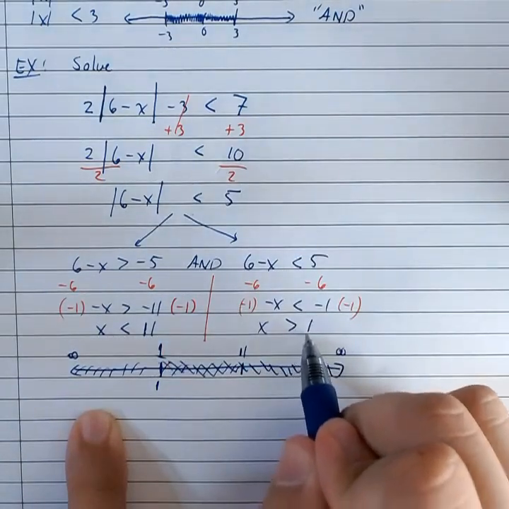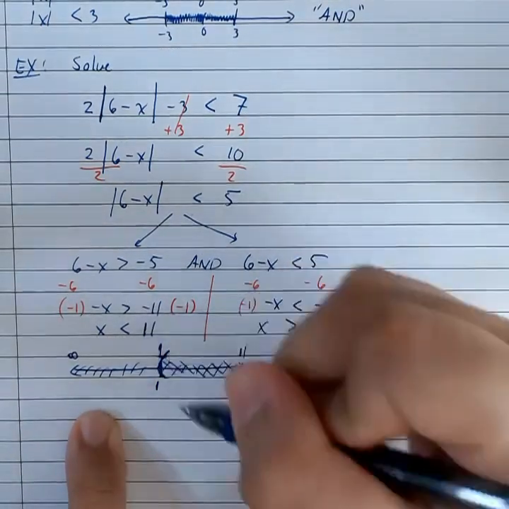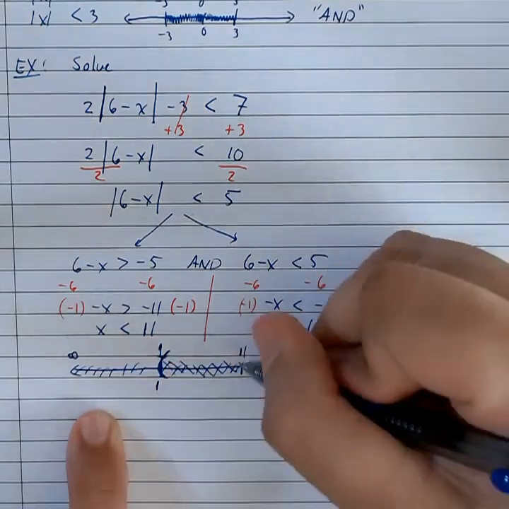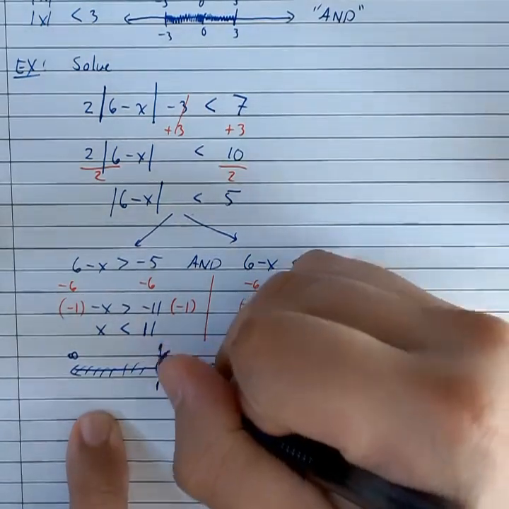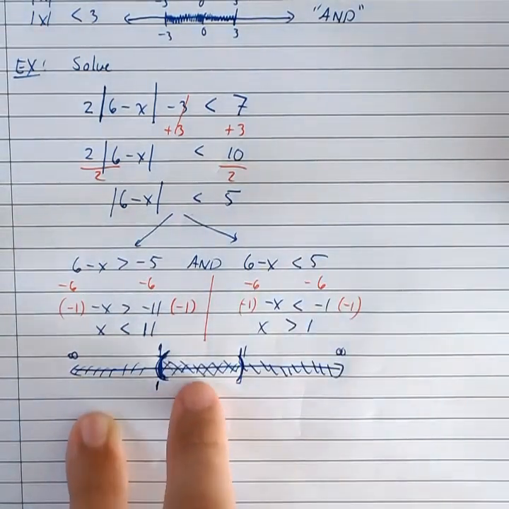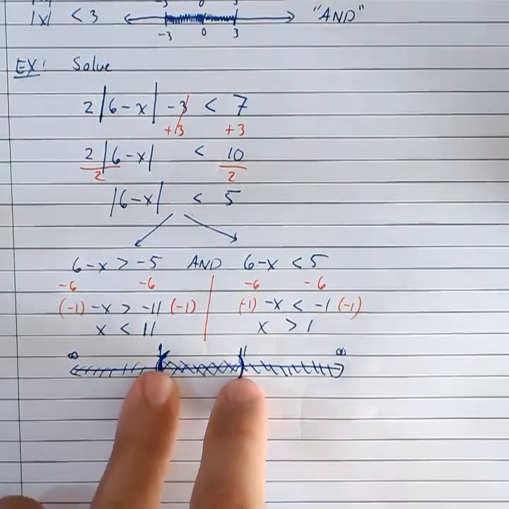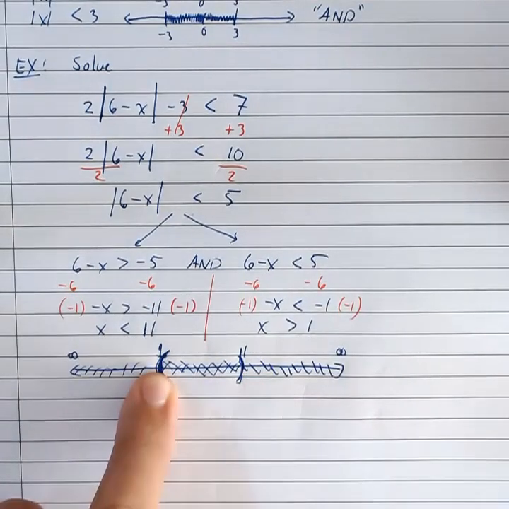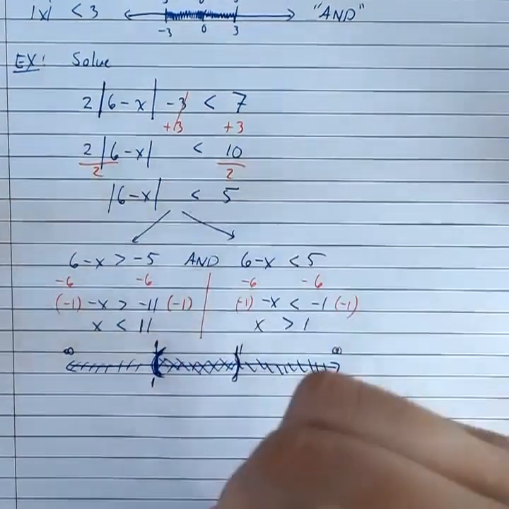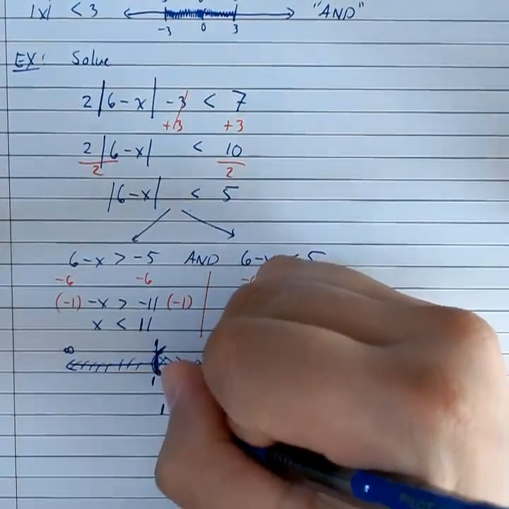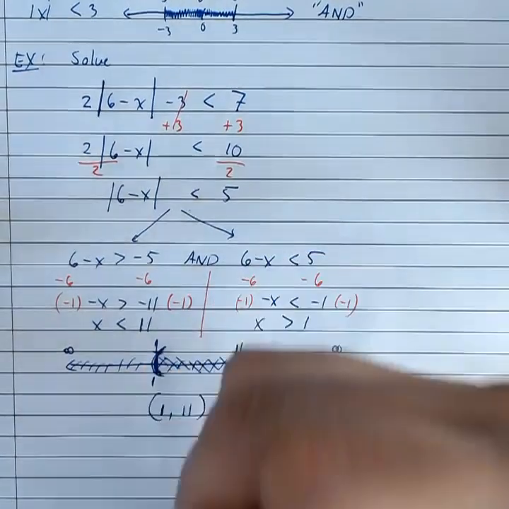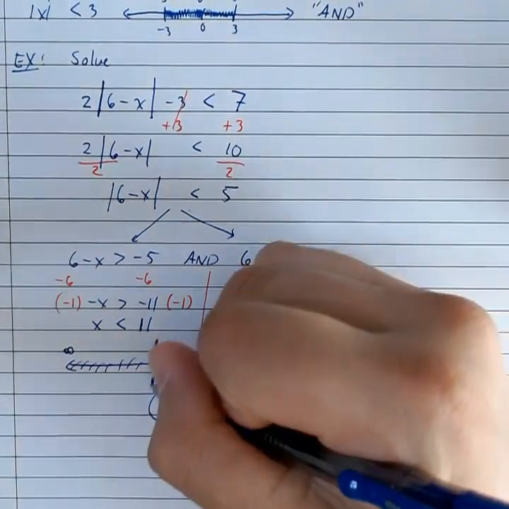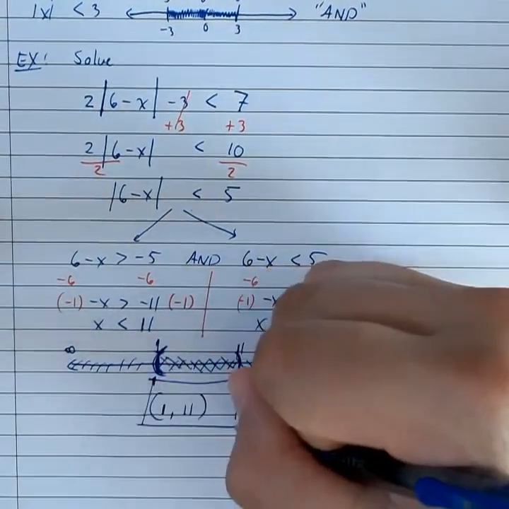Oh, well, the overlap is all this stuff in here. Notice I don't want to include the 1, so that's going to be a round parenthesis. Notice I don't want to include the 11, so that's also a round parenthesis. So I want all the stuff between 1 and 11, but not including the endpoints, not including the 1 or the 11. So in the end, my solution is everything from 1 up to 11, but not including either one. And there we go.